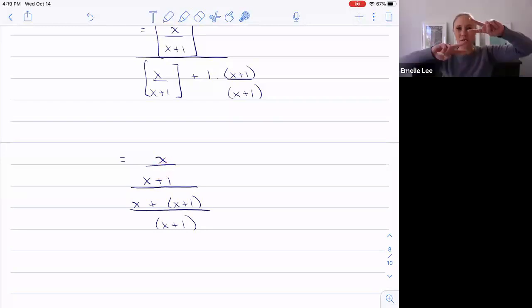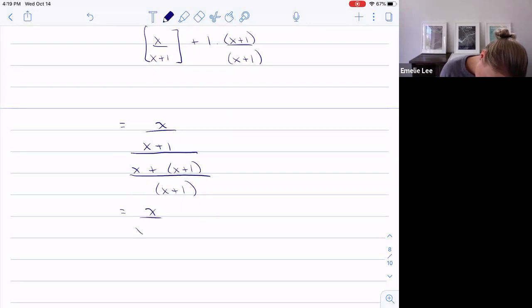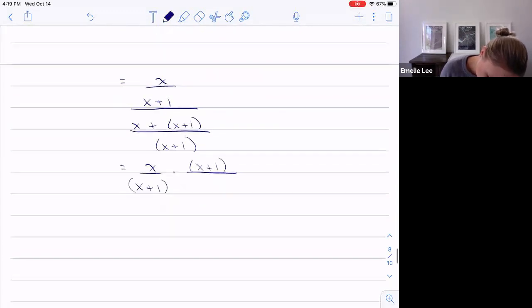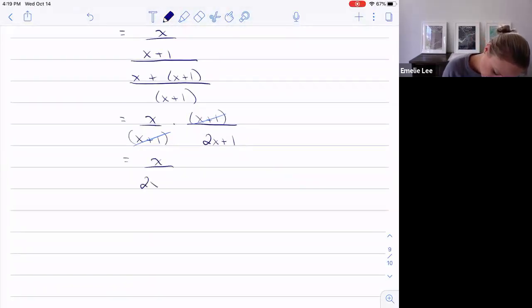Okay. We've got a fraction over a fraction. We know what to do, right? So a fraction over a fraction, we have to flip and multiply. And so now that we've got these, the x plus 1s are going to cancel. So this becomes x over x plus 1 times x plus 1 over x, I guess 2x plus 1. Because I'm multiplying here, these two are going to cancel. X plus 1 cancels with x plus 1. And so I'm left with x over 2x plus 1.